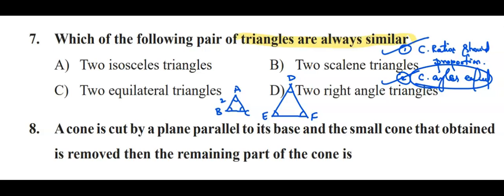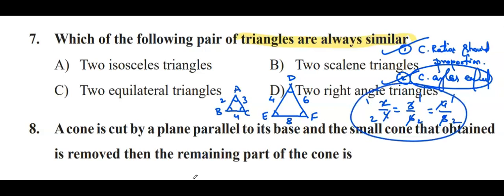Example, if this is 2, then this should be 4. If this is 3, then this should be 6. Are you getting? Understood? Let me say 2 by 4, 3 by 6. Good. 2 ones are 2 twos are, 3 ones are 3 twos are. And next, if this is 4, then this should be 8. 4 ones are 4 twos are. As you can see here, the corresponding ratio is 1 by 2, 1 by 2, 1 by 2. Yes, this is called corresponding sides should be in proportion.